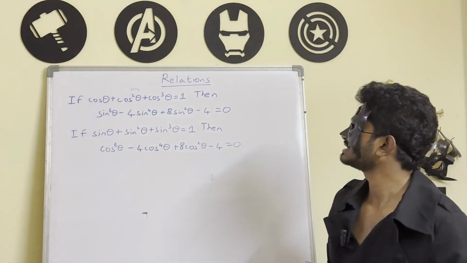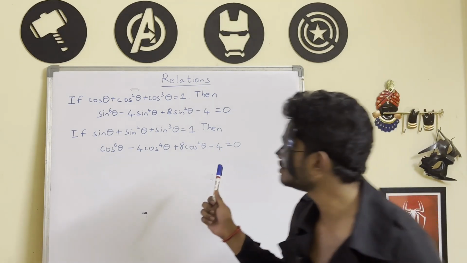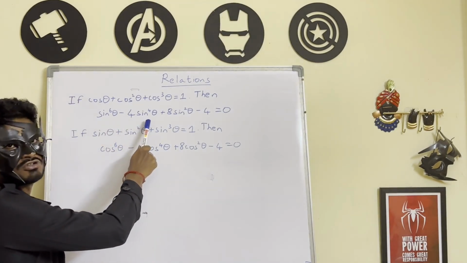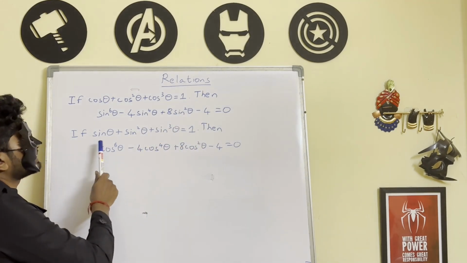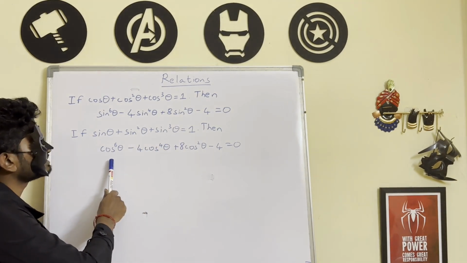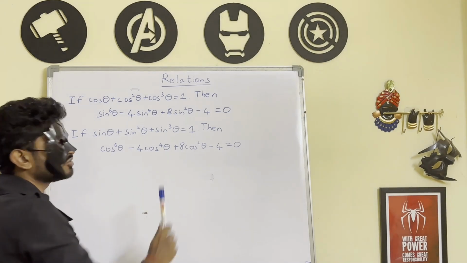So superhumans, next relation is: if cos theta plus cos square theta plus cos cube theta is equal to 1, then sin power 6 theta plus 4 sin power 4 theta plus 8 sin square theta minus 4 is equal to 0, and if sin theta plus sin square theta plus sin cube theta is equal to 1, then cos power 6 theta minus 4 cos power 4 theta plus 8 cos square theta minus 4 is equal to 0.